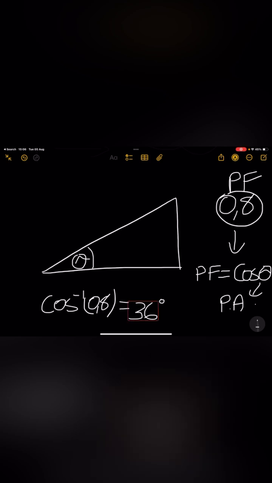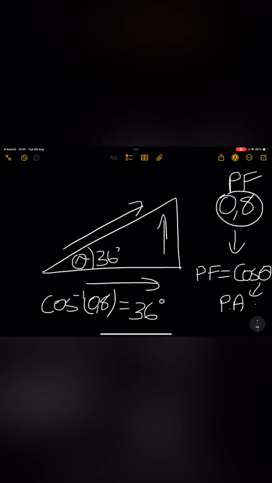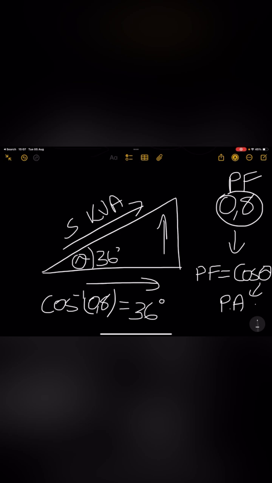So say we have 36 degrees over here. This is now our phase angle. What is this, and what is this? Let's break it down. This is S, normally called apparent power, and it's measured in kVA, kilovolt-amps. Over here we have Q, which is reactive power, and it's measured in kVAR. Just remember it is exactly the same with an R behind it.